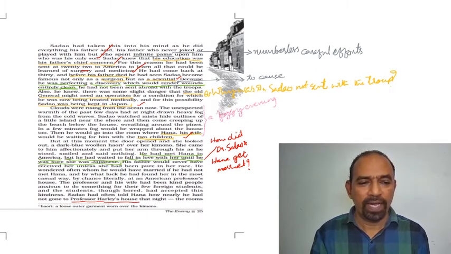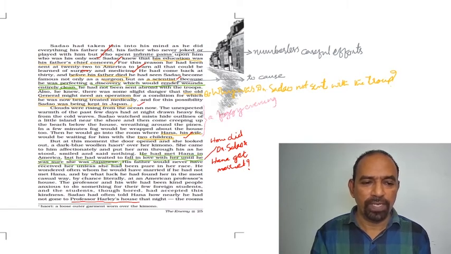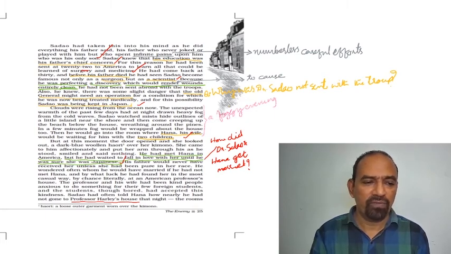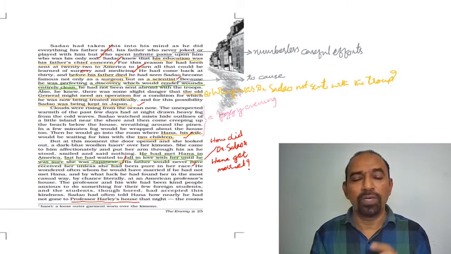He had met Hannah in America, but he had waited to fall in love with her until he was sure she was Japanese. They met in America, but he never fell in love with her until he was sure that she was a pure Japanese. His father would never have received her unless she had been pure in her race. That was the reason behind it, because his father was so typical.